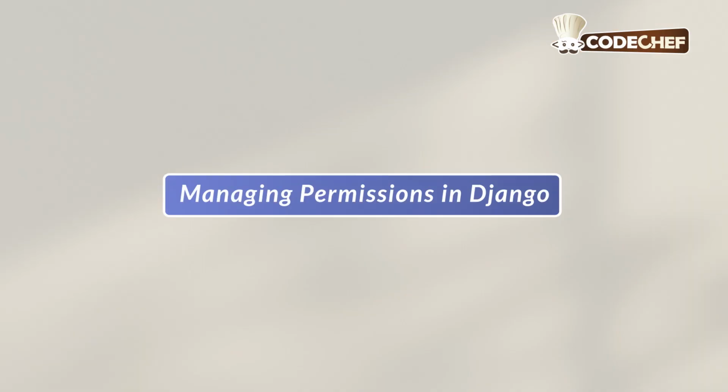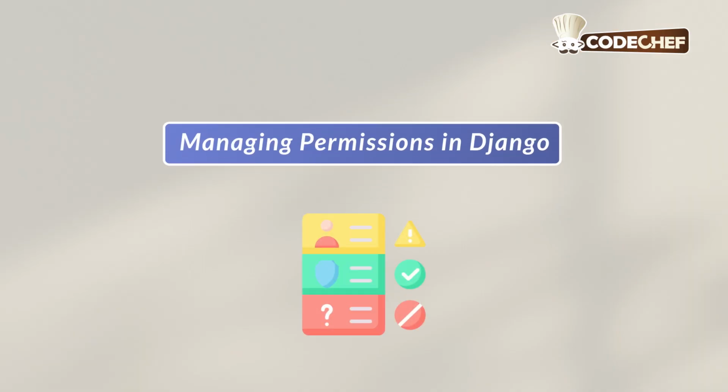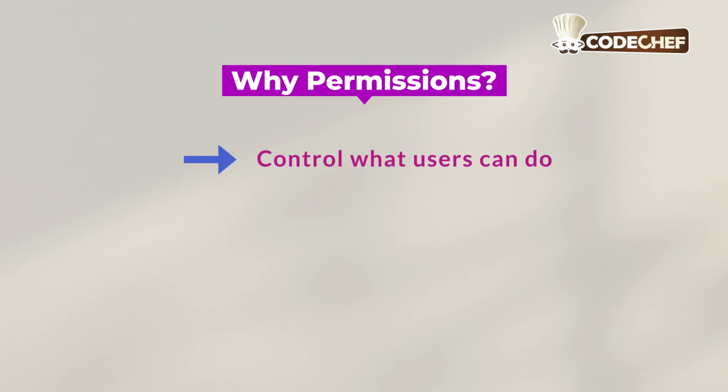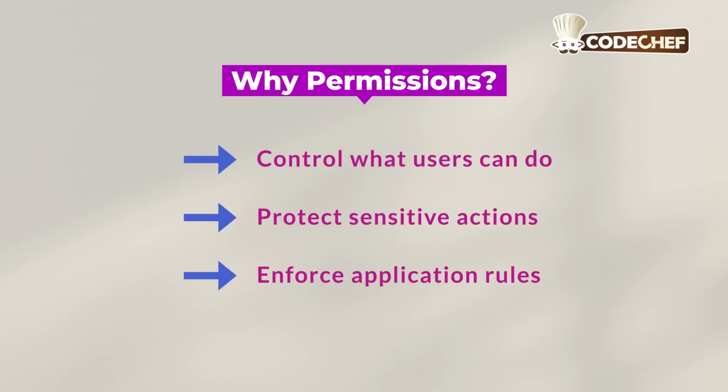So in this lesson, let us focus on managing permissions, which is a core part of authorization in Django. Now, why permissions? Permissions help us control actions, not just access. They answer questions like, can this user create something? Can they edit it? Or can they delete it? Without permissions, every logged in user would be able to do everything, which is not safe or realistic.